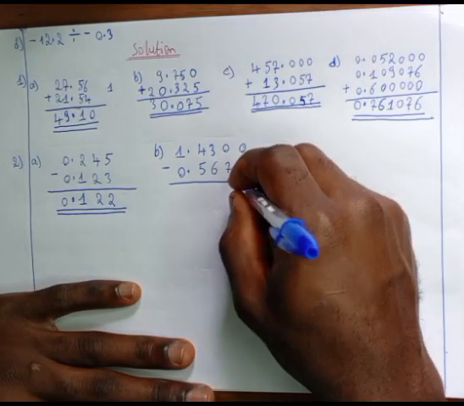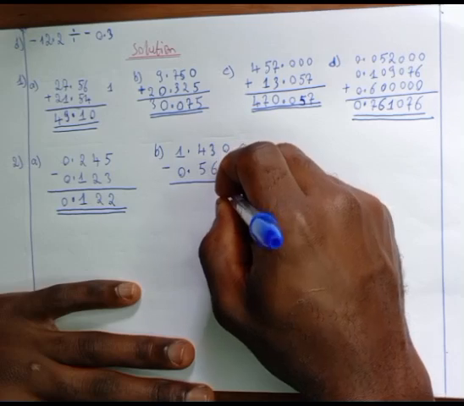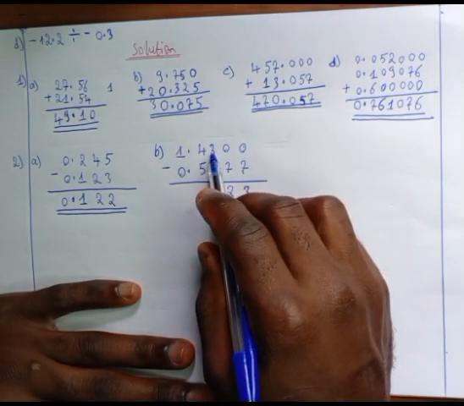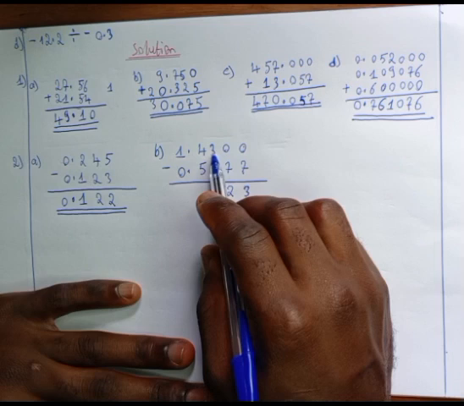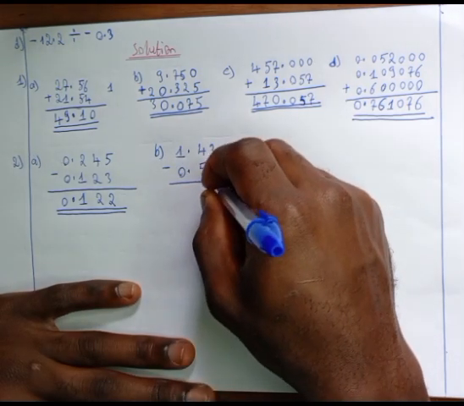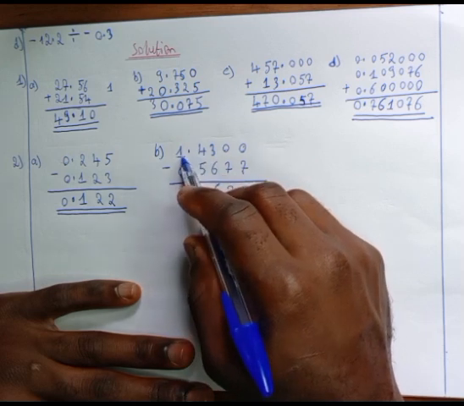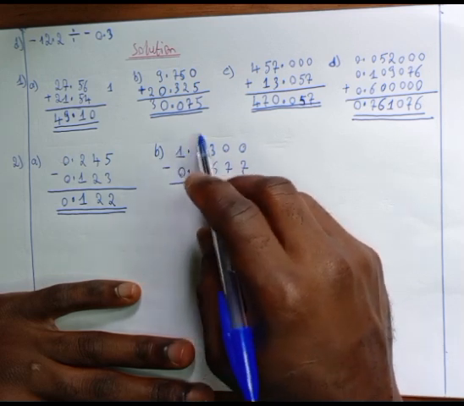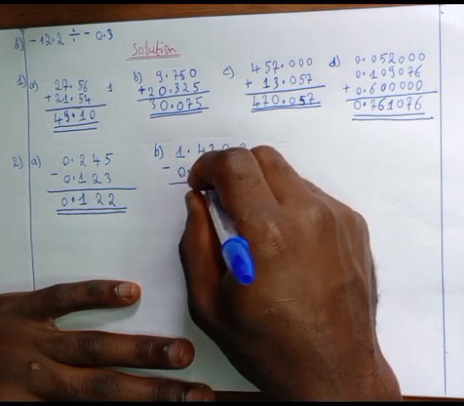10 minus 7 gives us 3. 9 minus 7 gives us 2. Here we are left with 2, which is less than 6. We are going to move to the next higher place value. We take a 1, which represents a 10. 2 plus 10 gives us 12. 12 minus 6 is 6. Here now we are left with 3, which is less than 5. We are going to move to the next higher place value. We take this 1, which represents a 10. We add the 10 to 3. 10 plus 3 gives us 13. 13 minus 5 gives us 8.